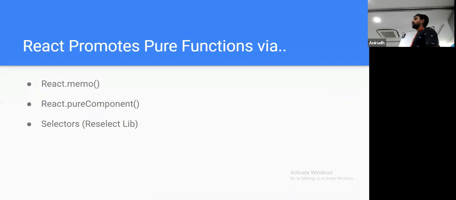In React, you can write pure functions through the React.memo function, and in some ways React.PureComponent, but that depends on how you write the code. Even with a pure component, you could mess up and make your state dirty. React.memo, however, is made for that purpose. You can also write selectors. A selector is not actually part of React; it comes from the reselect library, through which you can write selectors.